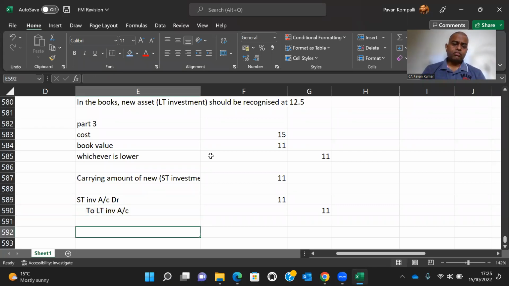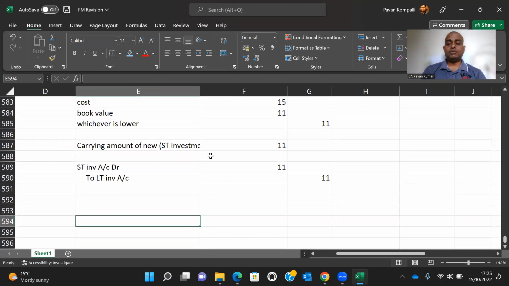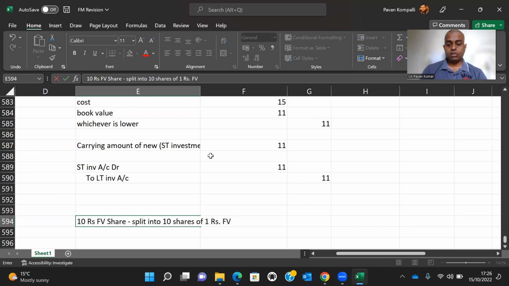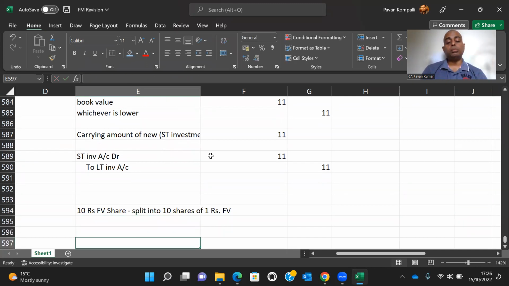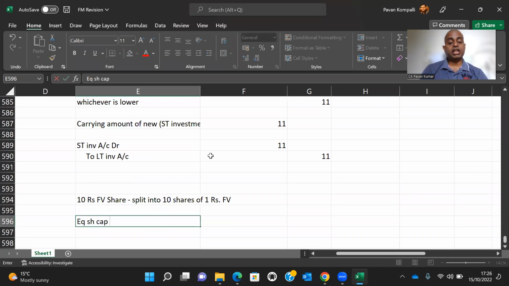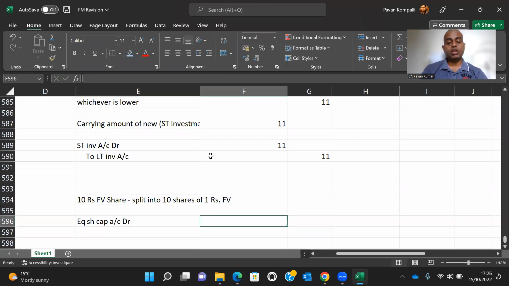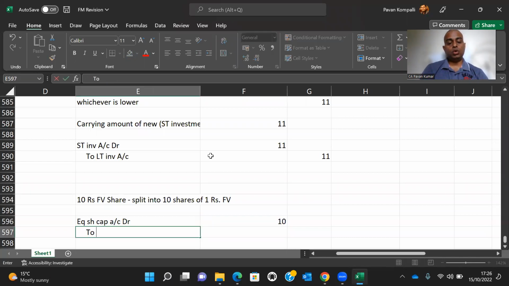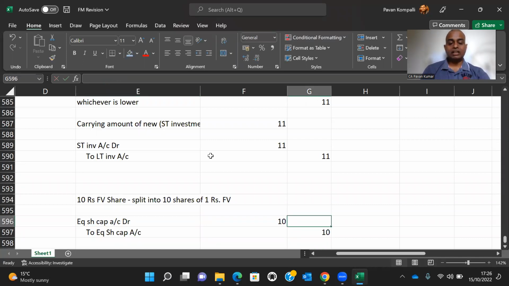See, a 10 rupees face value share is split into 10 shares of 1 rupee face value. Correct? What is the journal entry you will pass? Equity share capital account debit, old 10 rupees, to equity share capital account, new 10 rupees. This is the journal entry.